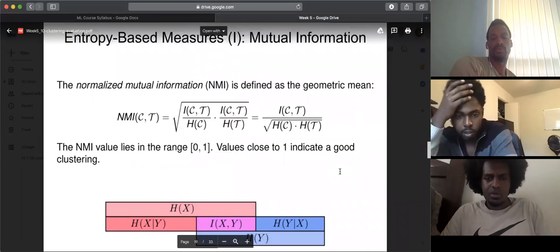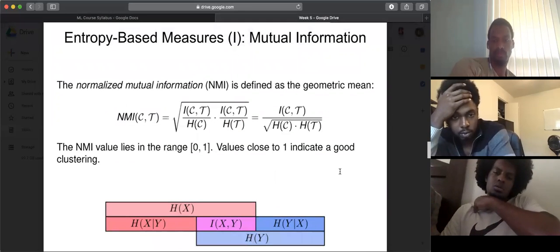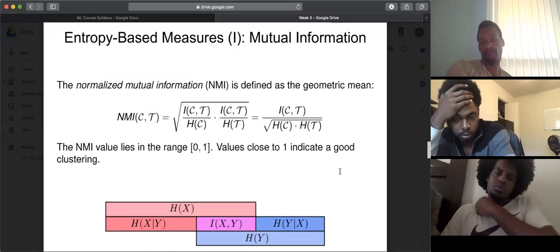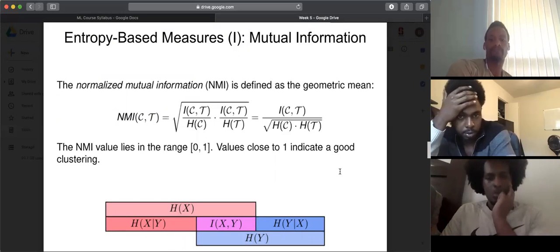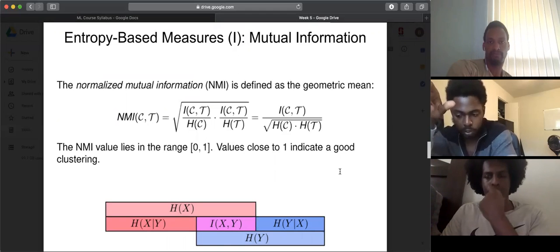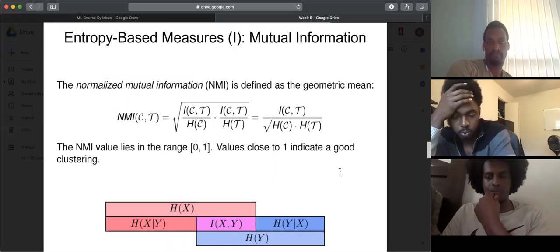Yeah, I think you want to do it because the goodness of mutual information is actually dependent on the individual entropies of C and T. So you normalize it so you have a more objective view of the mutual information as opposed to it being referenced to one particular entropy. Yeah, that does make sense.